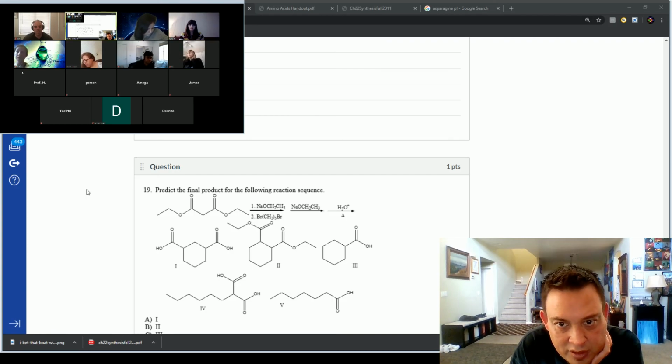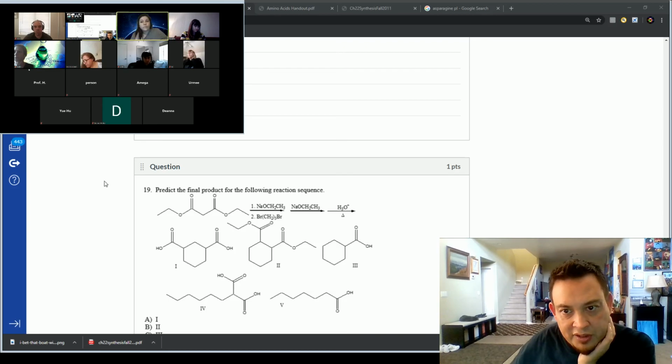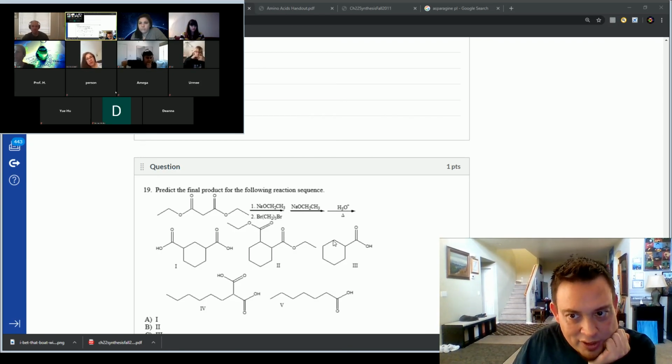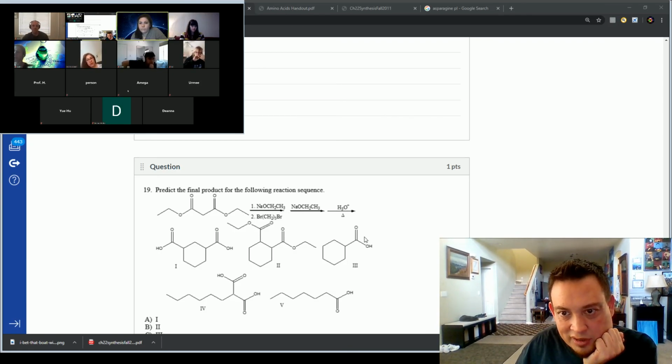So what do you guys get for this one? C. Yeah. So just to make sure you guys are understanding here, this ring is coming from this Br compound. That's basically your ring, and the reaction is happening twice. The first time it happens, it's a straight chain, and the second one is the intramolecular version of it, giving you the ring, and then decarboxylation.